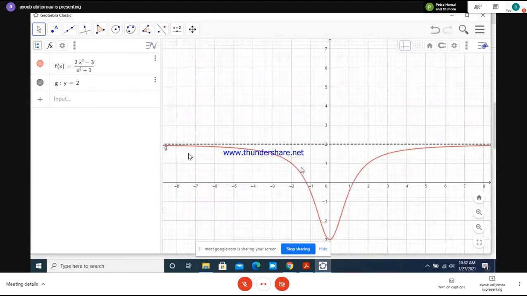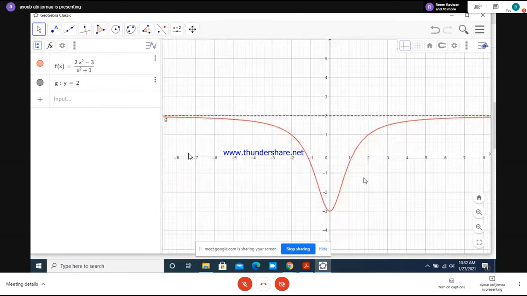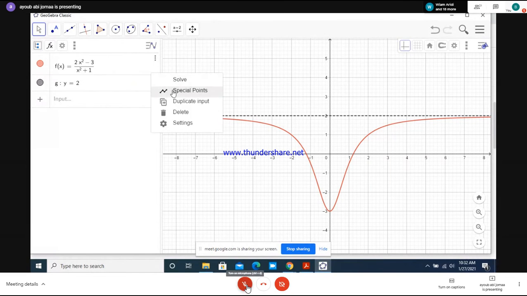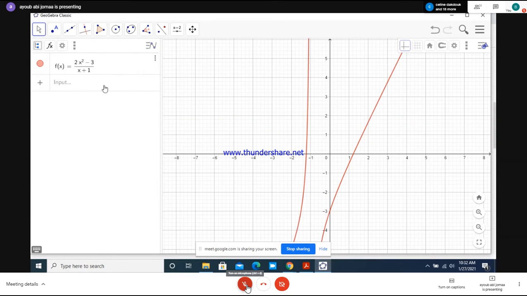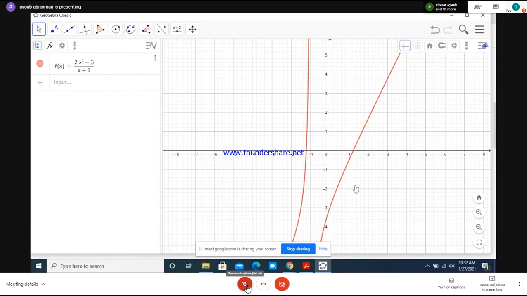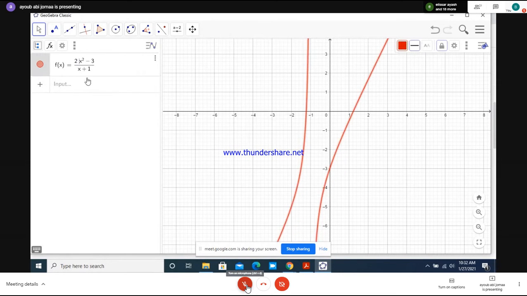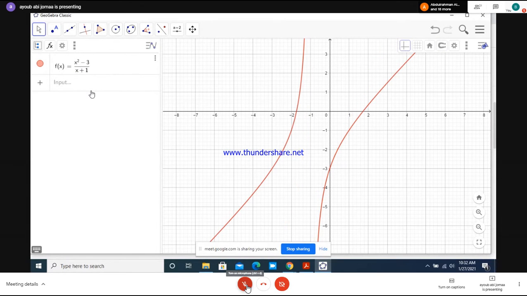Any asymptote, horizontal, vertical, or oblique, has the same idea. Is that clear? Yes. Okay, to show you an example where we have horizontal and not vertical. Oh, sorry, we have vertical, not horizontal.